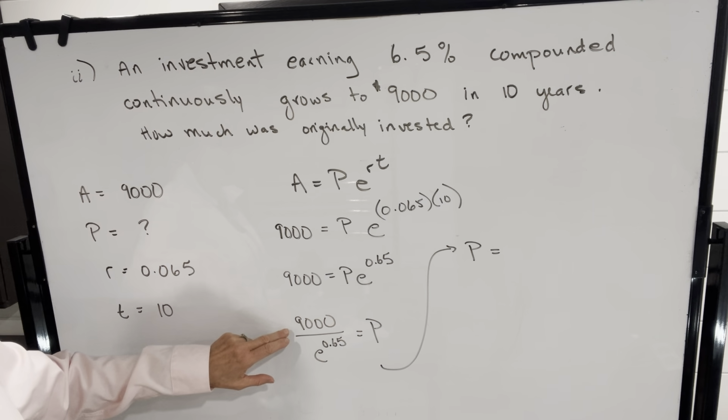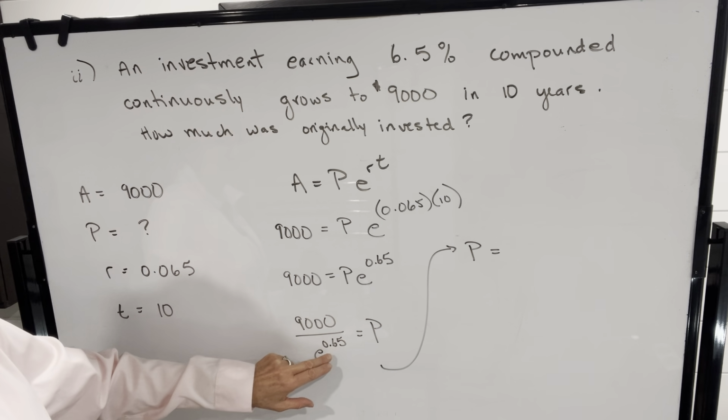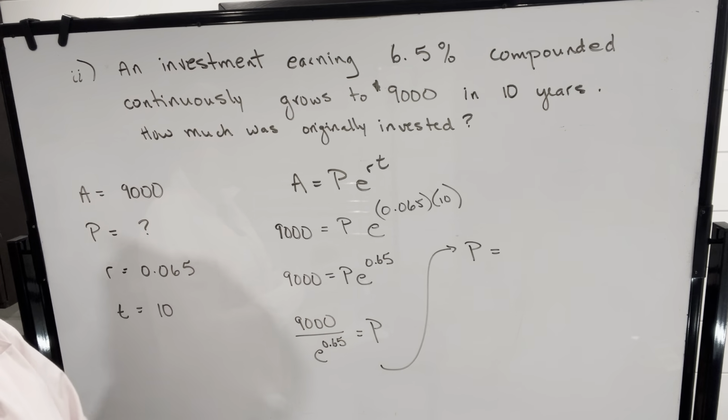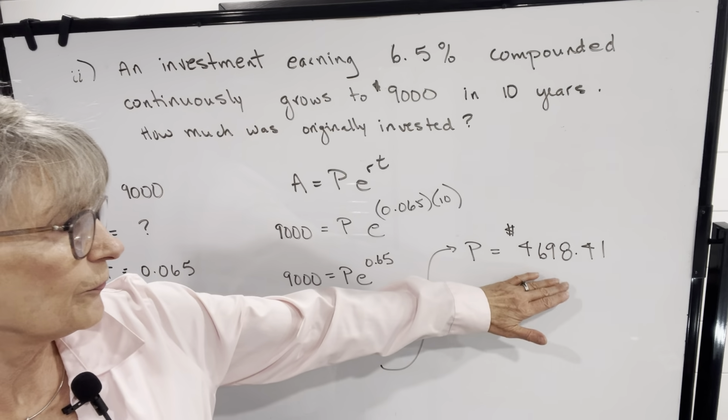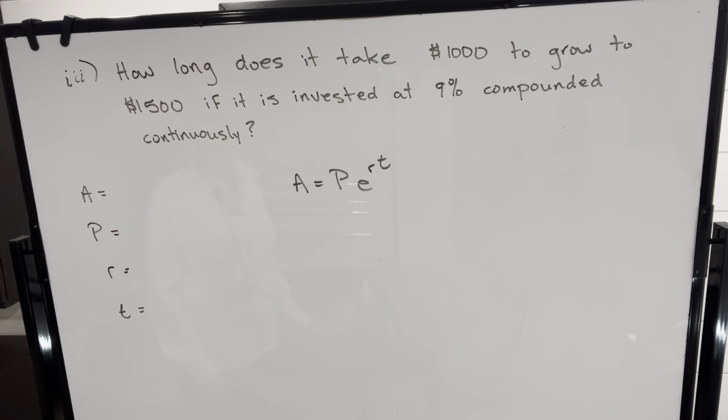So on your calculator, you can go 9,000 divided by, enter the exponent 0.65 and then the e to the x key, equals. And you should get a value of $4,698.41.